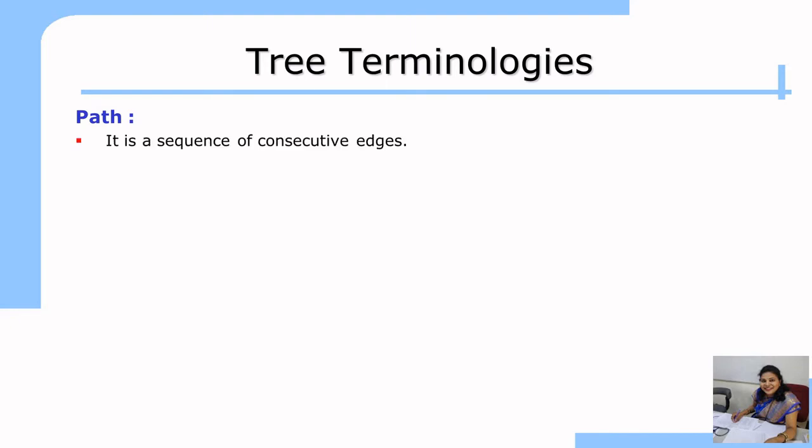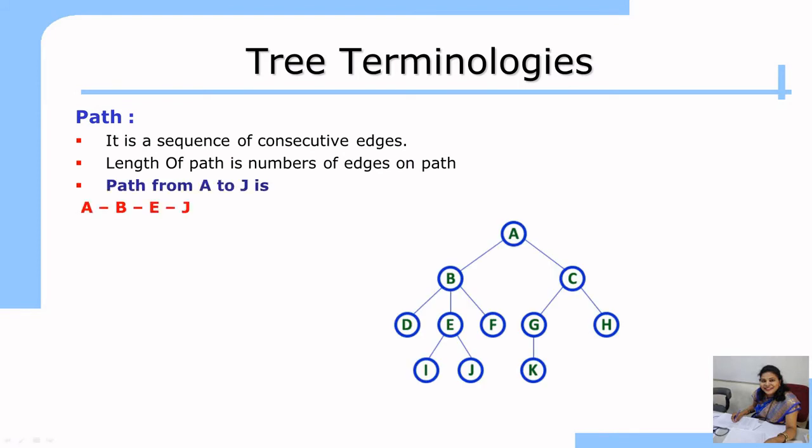Next concept is a path. It is a sequence of consecutive edges from any source node to destination node. The length of the path is the number of edges on the path. Now see, if you want to find the path from A to J, how do you reach J from A? A to B, B to E, E to J. So this is a path A, B, E, J. The length of this path is the number of edges on this path. A, B, E and J have 3 edges, 1, 2 and 3. So length of this path is 3.